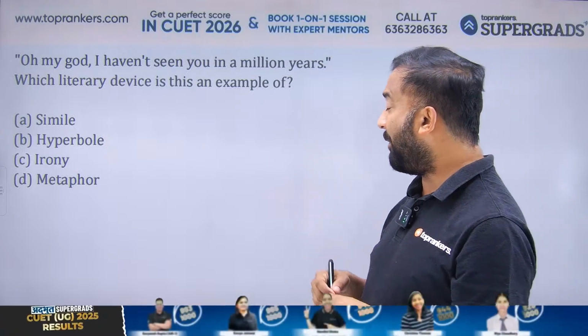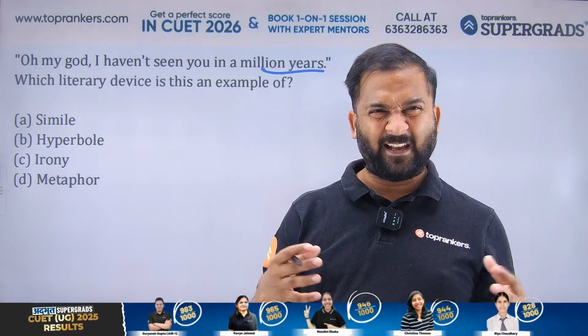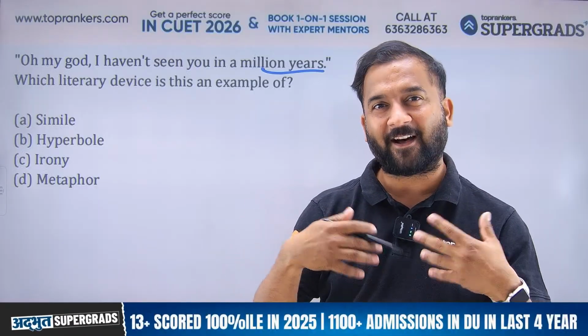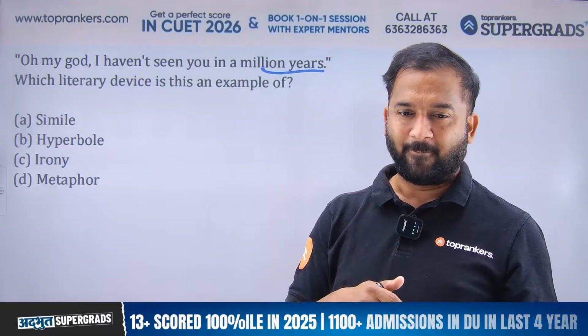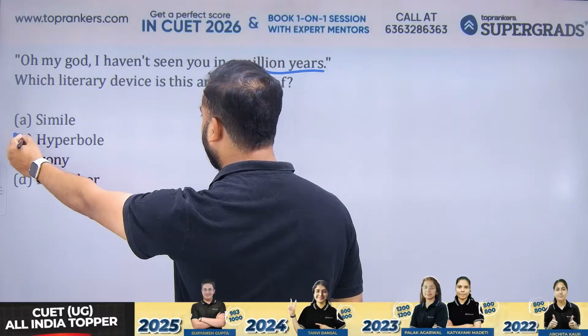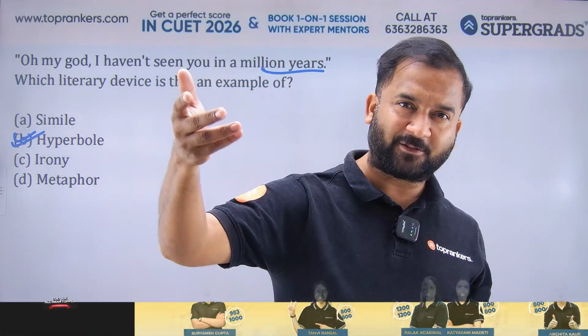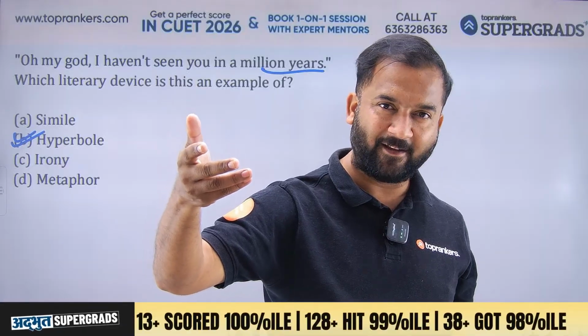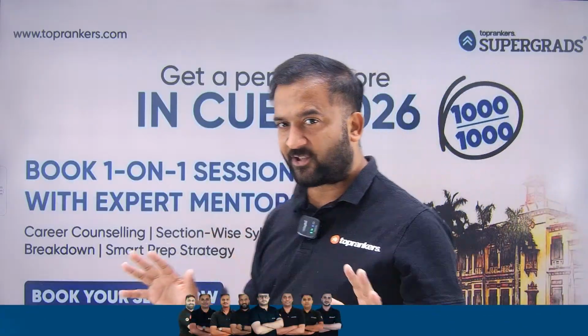Here's the question. Oh my God, I haven't seen you in million years. रियली मिलियन इयर्स थोड़ा ज्यादा हो गया, थोड़ा बढ़ा चढ़ा के हो गया, थोड़ा एग्जैजरेशन हो गया. And when we do that, the figure of speech is hyperbole, students, wherein we exaggerate things. Million years थोड़ा ज्यादा हो गया, ठीक है. So that was all students, that was all for today's discussion.